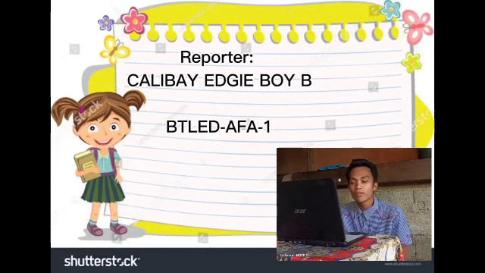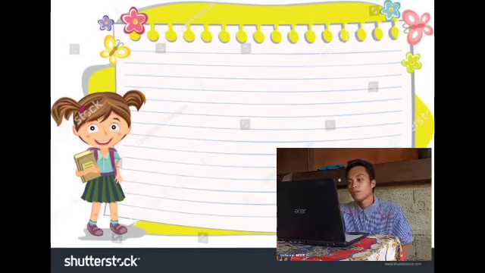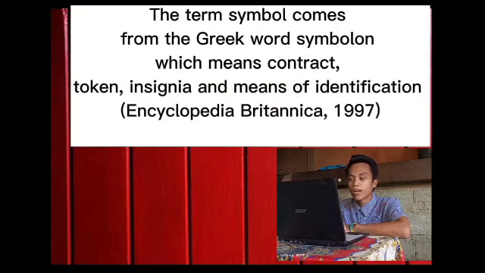For now, I will be going to present my assigned topic, which is symbol and the types of symbol. First, what is symbol? The term symbol comes from the Greek word symbolon, which means contract, token, insignia, and means of identification.